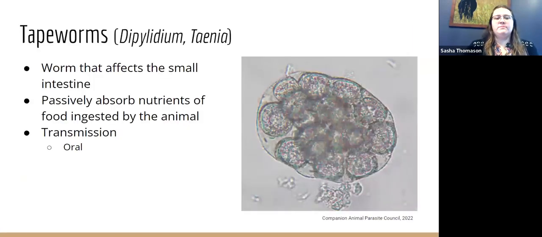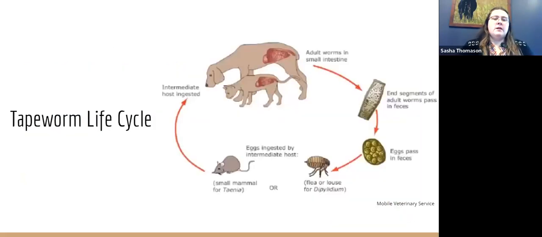Next up, we have tapeworms, which is a pretty common one that most people are aware of, but these worms affect the small intestine. And like roundworms, these ones will just passively absorb the nutrients from the food. So instead of the animal getting it, the worm gets it, which is counterproductive. And it's normally an oral transmission, which I'll talk about more with their life cycle.